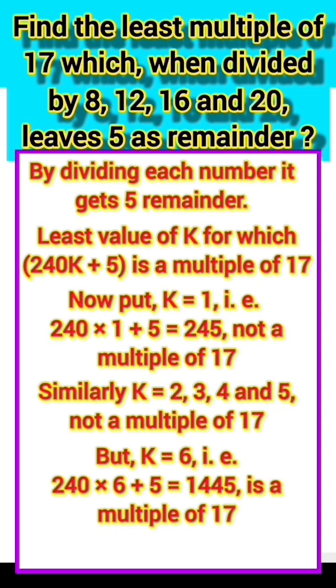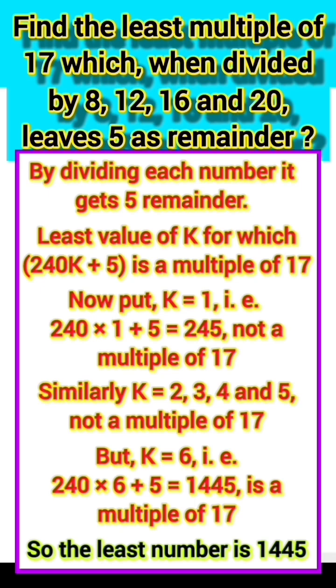into 6 plus 5 equal 1445, which is a multiple of 17. So the least number is 1445. Am I clear? Okay.